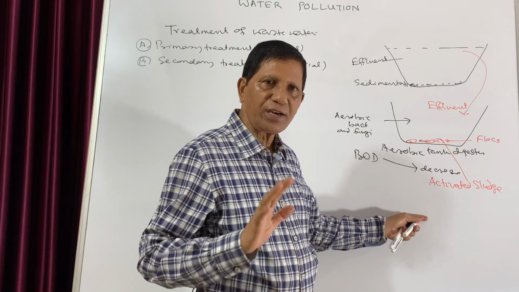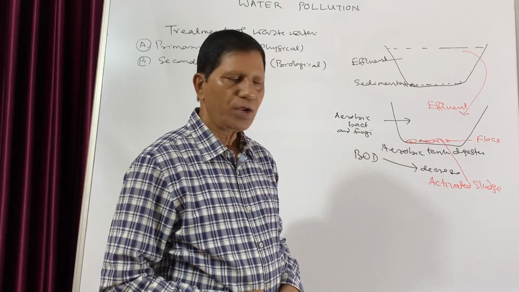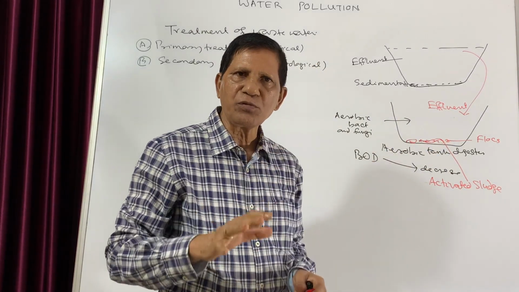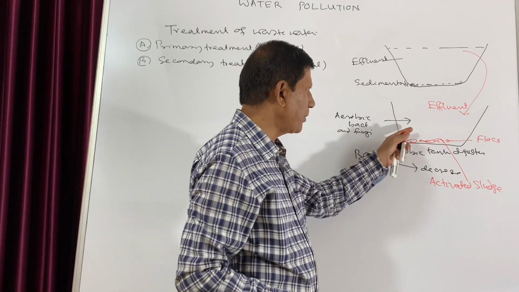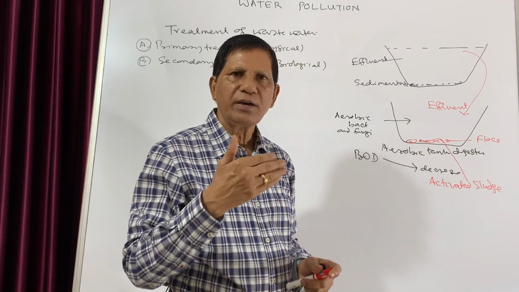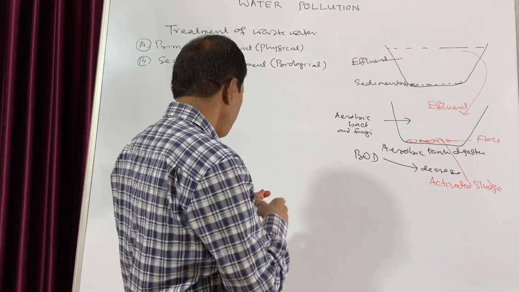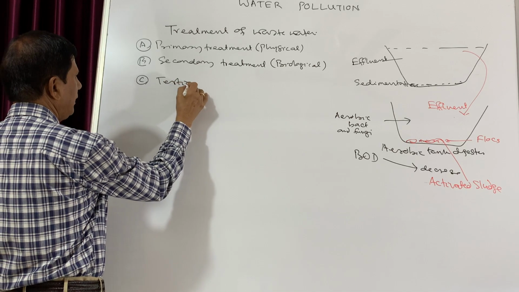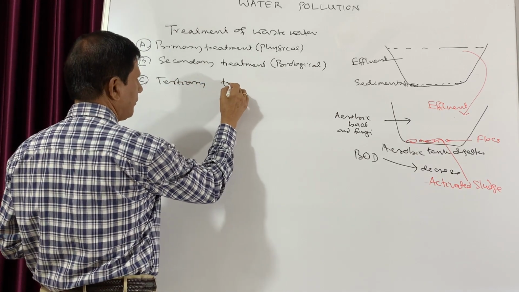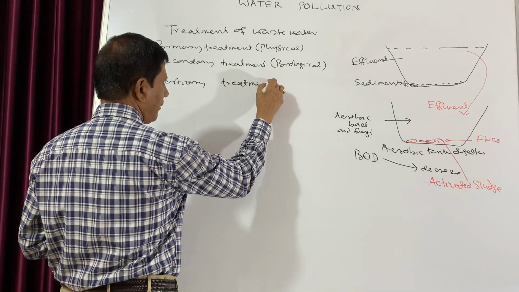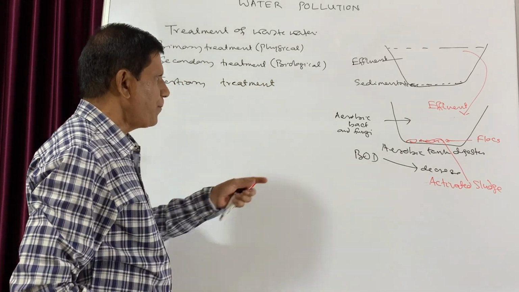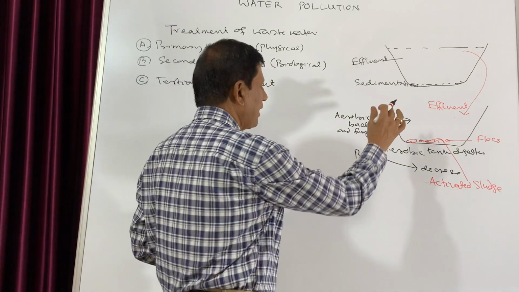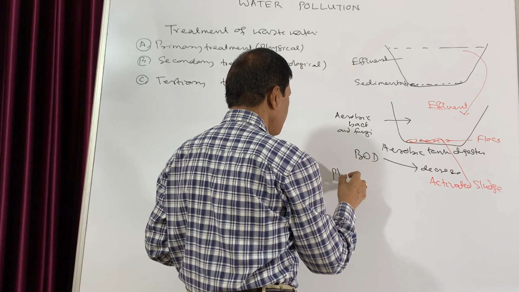Now this activated sludge is taken to another third one, which will be known as anaerobic sludge digester, where the methanogen bacteria will act upon it and convert it into biogas. But here we are discussing only the purification of water. So we will not discuss that part. Now this water, which is purified to some extent due to the action of aerobic bacteria, will be taken for the tertiary treatment.